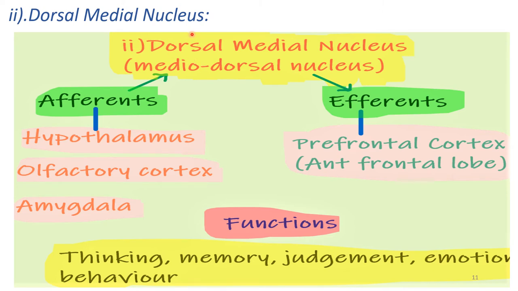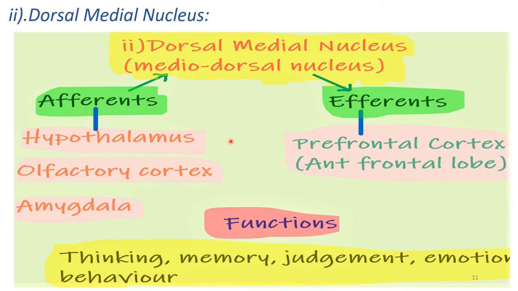The second visceral afferent nucleus is the dorsal medial nucleus, which lies in the medial part of the thalamus. This dorsal medial nucleus, or mediodorsal nucleus, is a very important nucleus. It has reciprocal connections with the prefrontal cortex. Reciprocal connections means that it receives afferents from the prefrontal cortex, and it is concerned with the prefrontal cortex and hypothalamus.